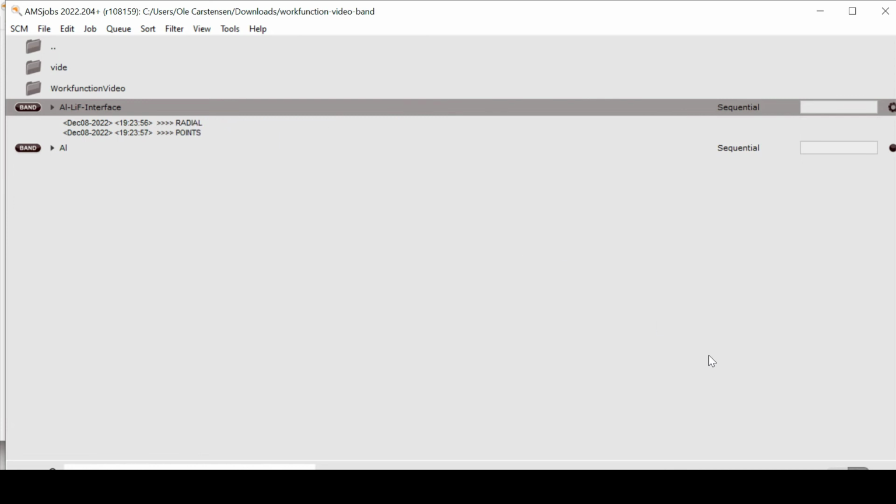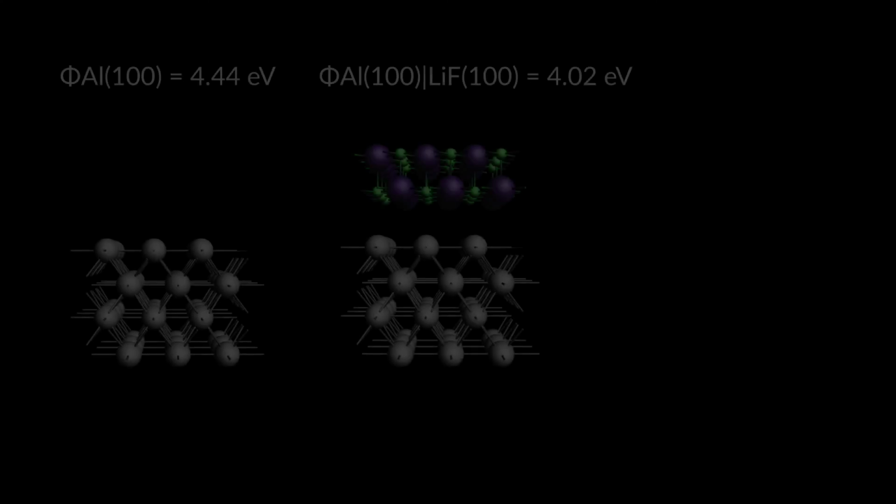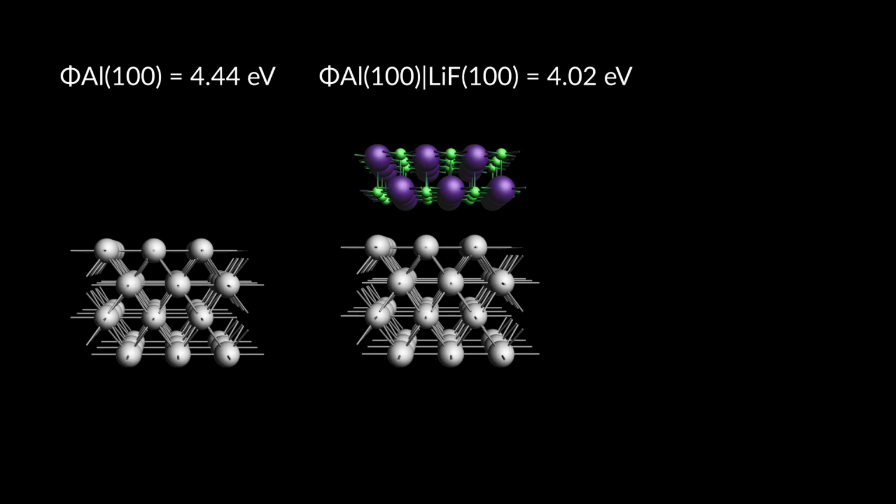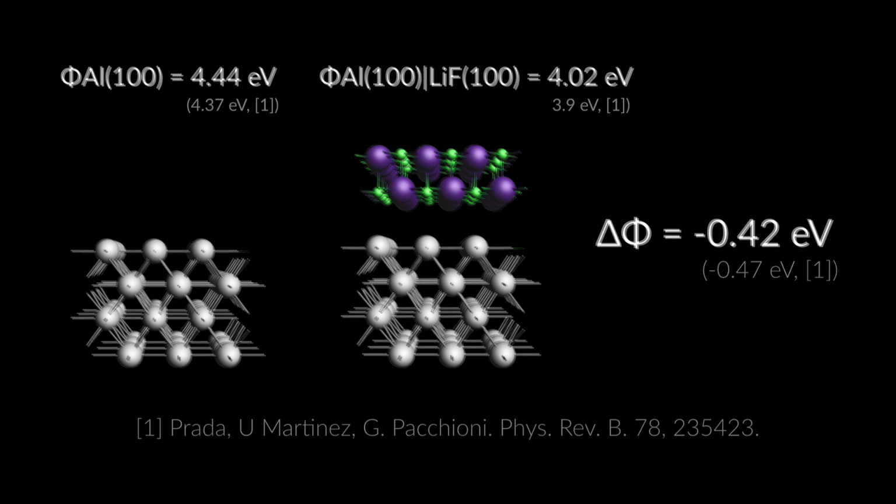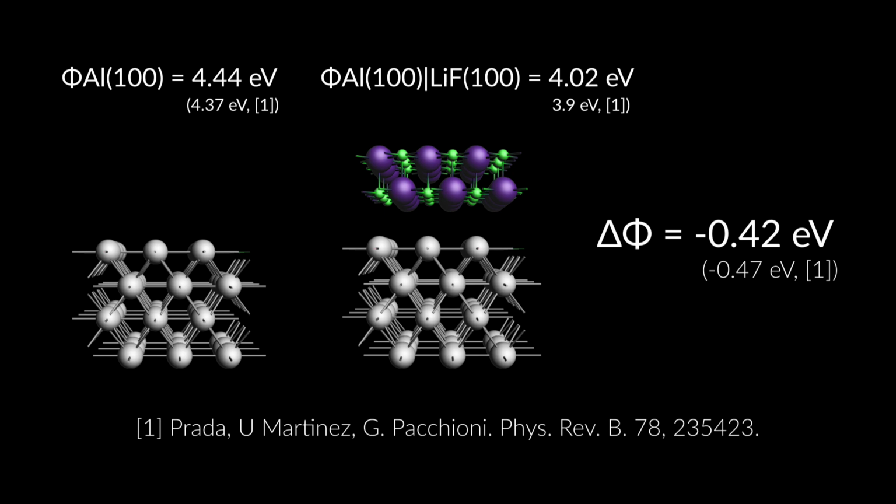Again we can find the Fermi energy printed in the output file, and a comparison between the two work functions shows that the lithium fluoride thin film has lowered the work function by 0.42 eV. The calculated values compare well with the literature reference by Prada et al.